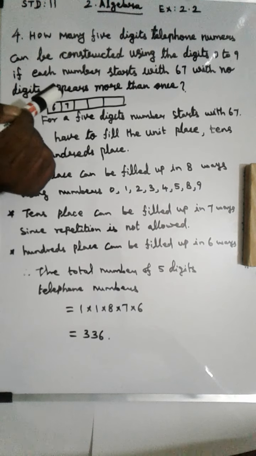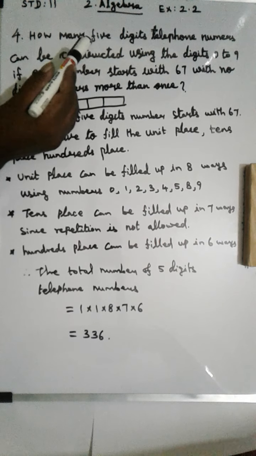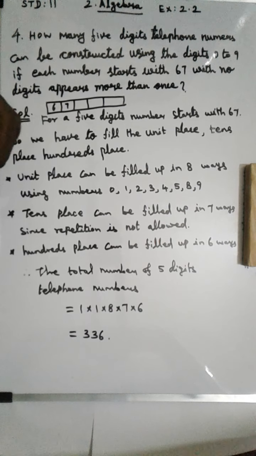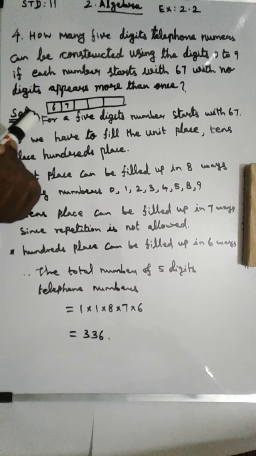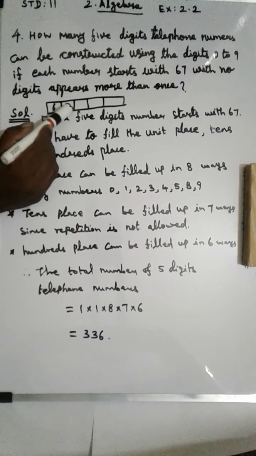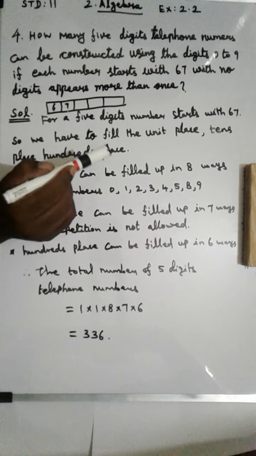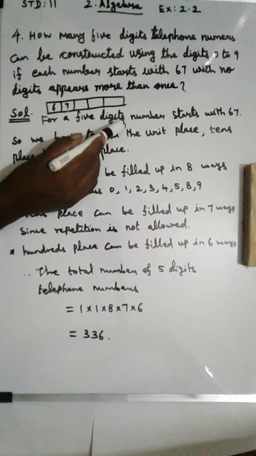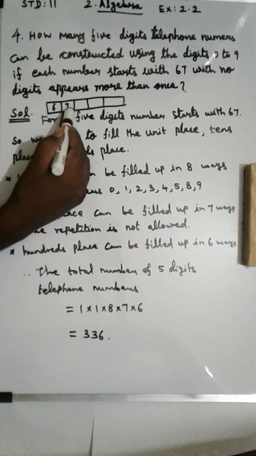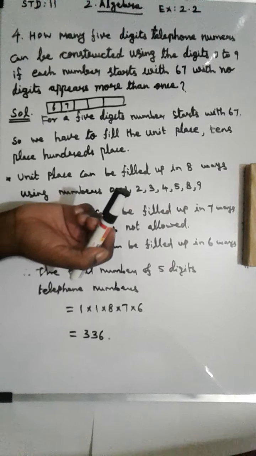Then we should find out that how many 5 digit telephone numbers, the total number of 5 digit telephone numbers we should find out. Solution. The first 2 digits we know are 6, 7. After that, 3 digits, how many ways we should find out. For 5 digit numbers that start with 6, 7, next 3 digits only we should substitute here.